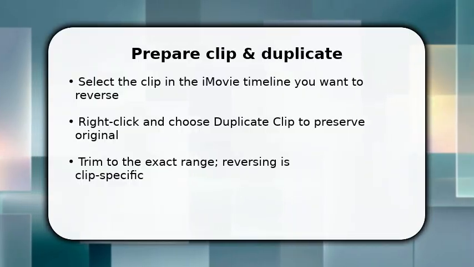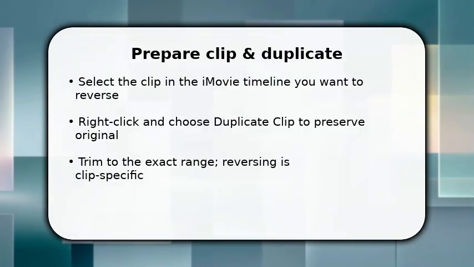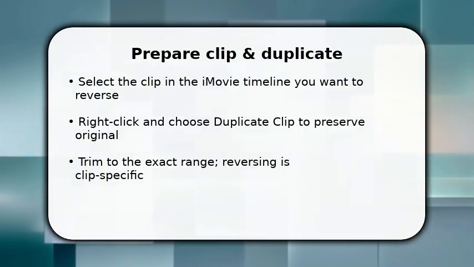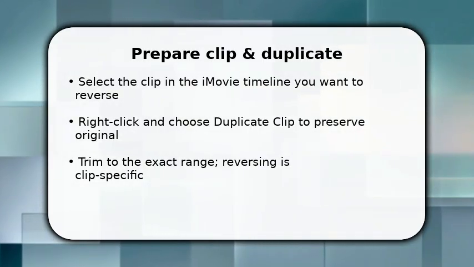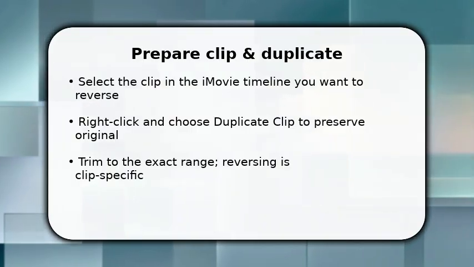You begin by isolating the footage you'll reverse. Select the clip in the timeline, then duplicate it so you keep an untouched original. Once done, trim the duplicate to the exact start and end points you need, reversing affects only that segment.